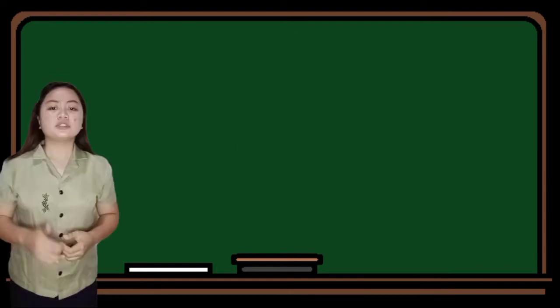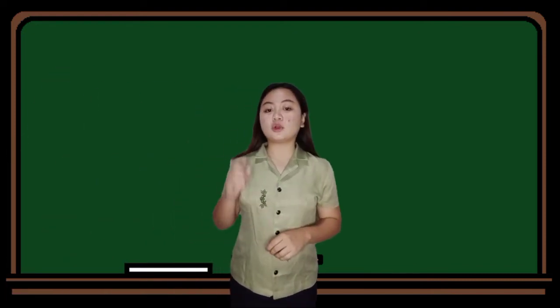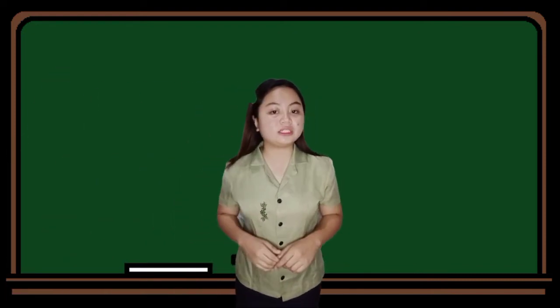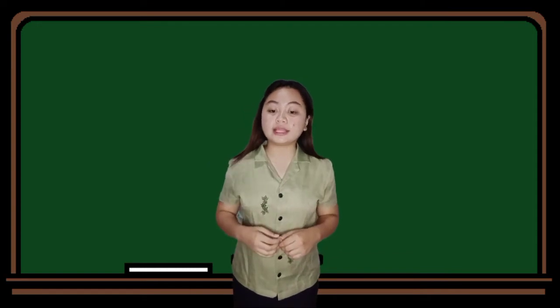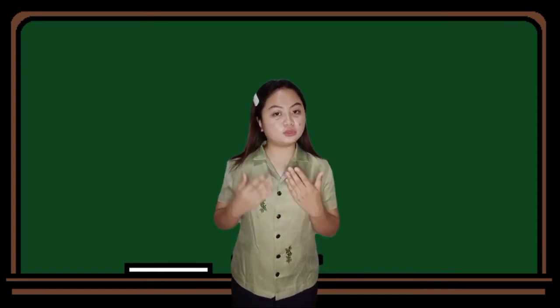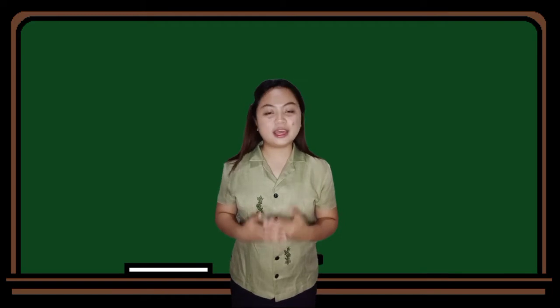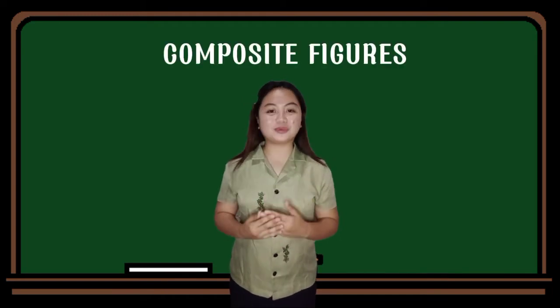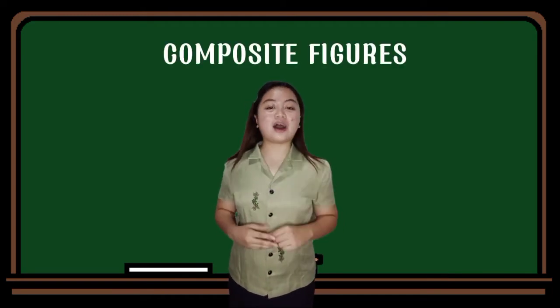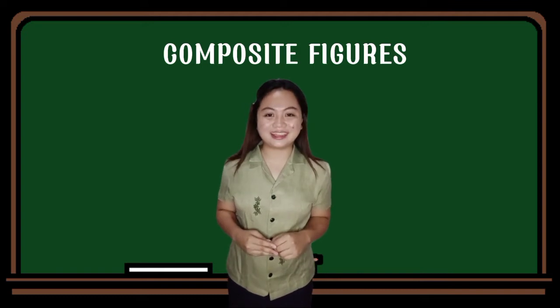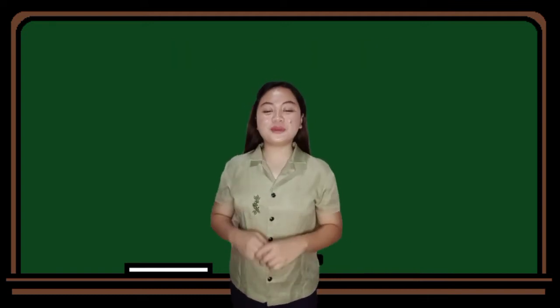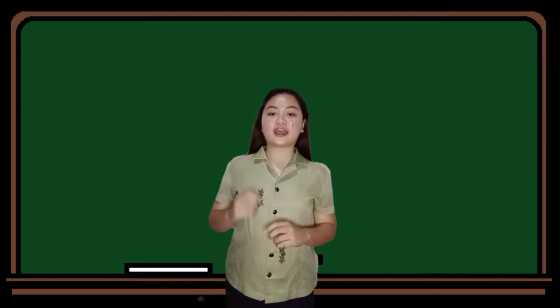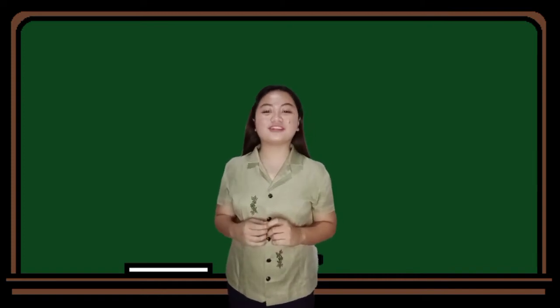Very good, class. So, as you can see, class, combining two or more basic shapes will help you to create new figures. And those new figures that you create are what we call composite figures. And that is our topic for today. For today's lesson, we are going to discuss how to find the area of composite figures.